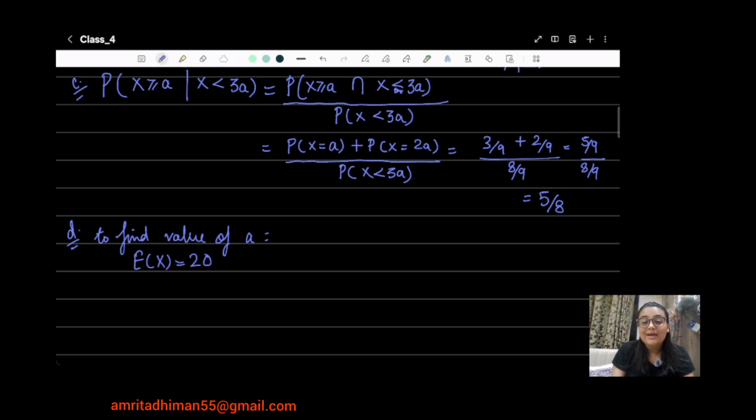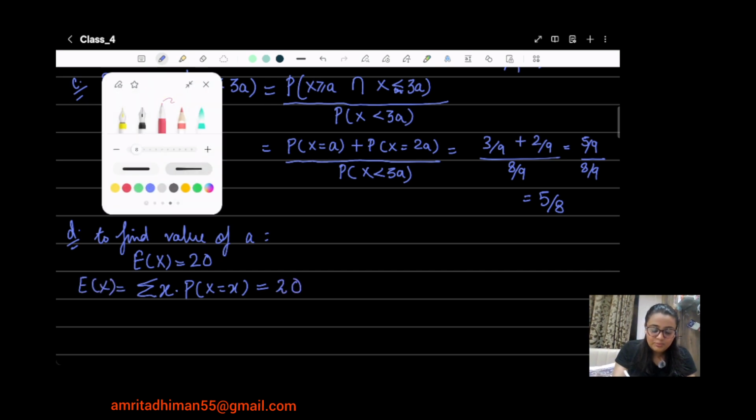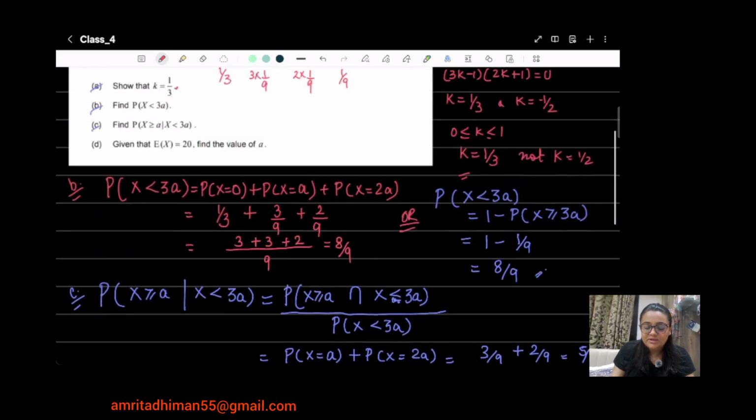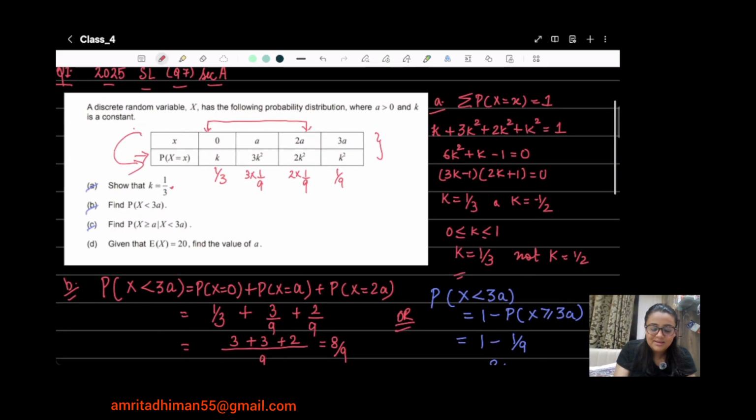In the data booklet, it is given to you that E of x formula is summation x into p of x, which is equal to 20. This formula is given in the data booklet, so you don't need to remember it. Summation means add x into probability x is equal to x, so we just need to multiply these two.